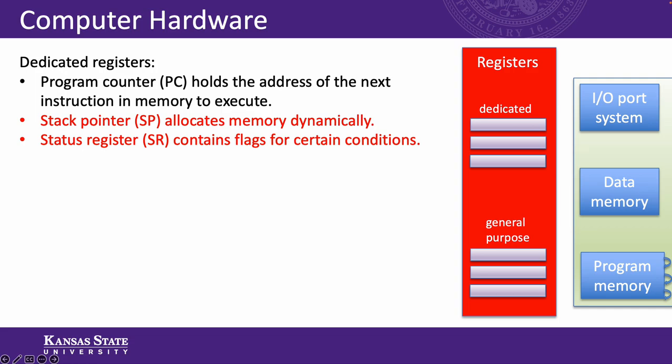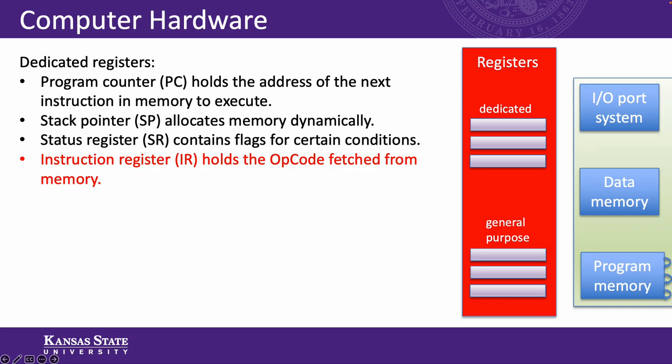The status register contains flags for certain conditions. For example, if the CPU calculates the 2's complement of some bit string, it will indicate if overflow has occurred. It also keeps track of things like carry bits and whether or not a sum is 0, which may be of interest to the CPU. The instruction register holds the opcode that is just fetched from memory. So when that state machine goes and gets that opcode, it's stored there in the instruction register.